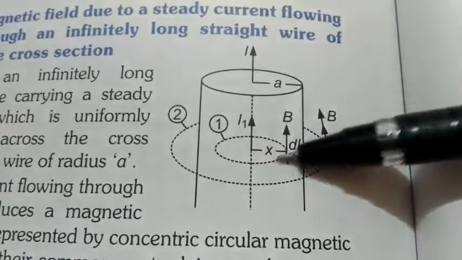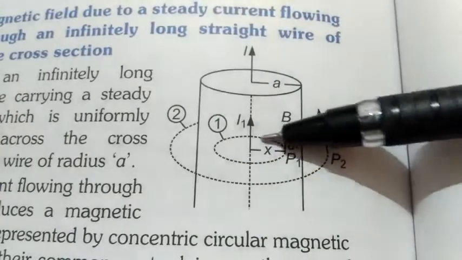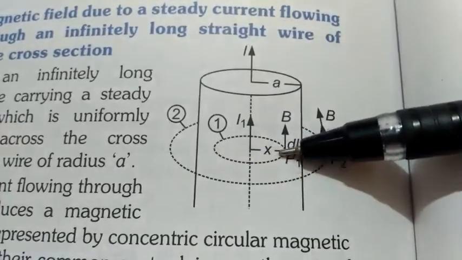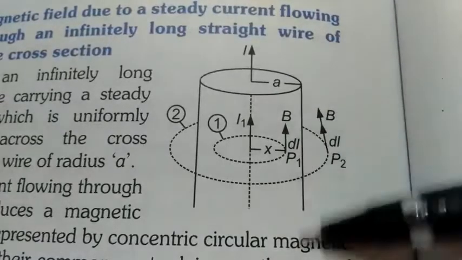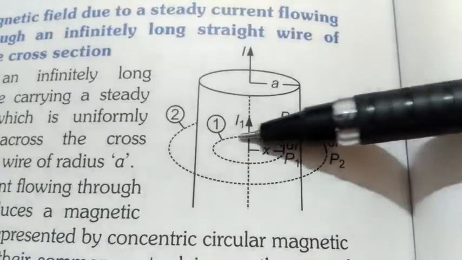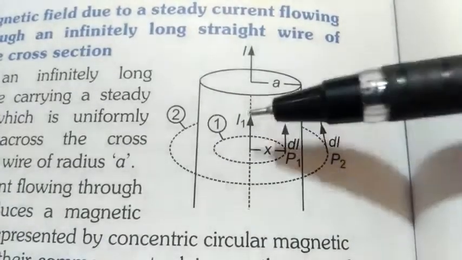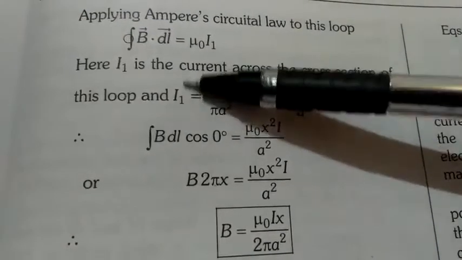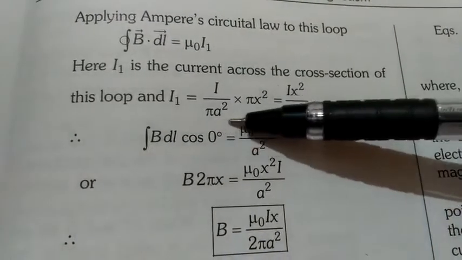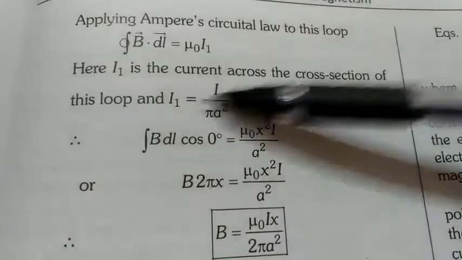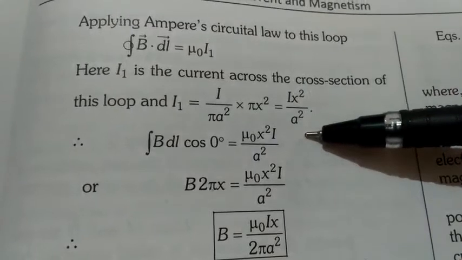But when we are talking about a point inside the wire, only the current present in this much area will be responsible. The current is flowing in the full wire, but now in the second case we are only concerned with the amount of current flowing in this area, and that current we take as I1. So the value of I1 equals I upon pi a square into pi x square. Okay, pi cancels, so I1 equals I x square upon a square.